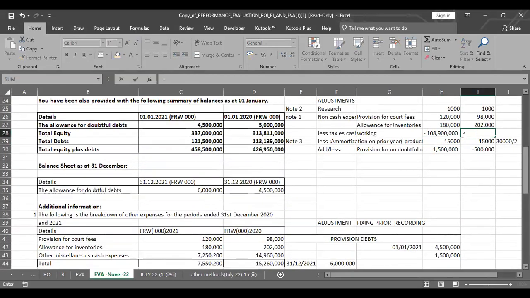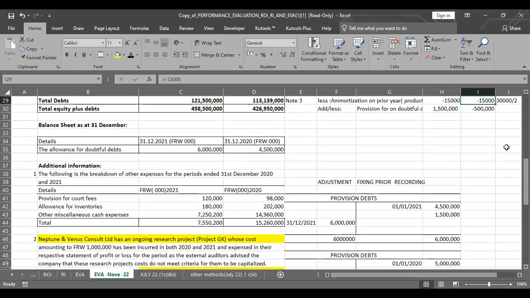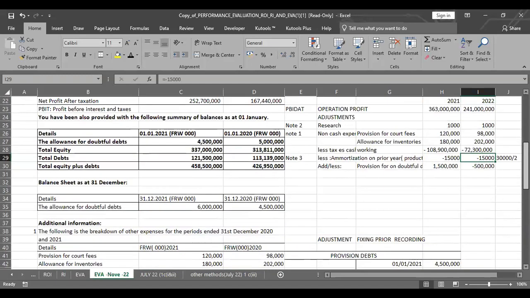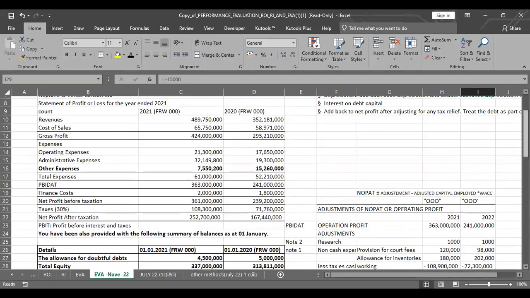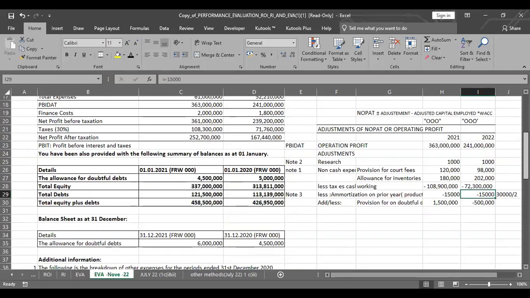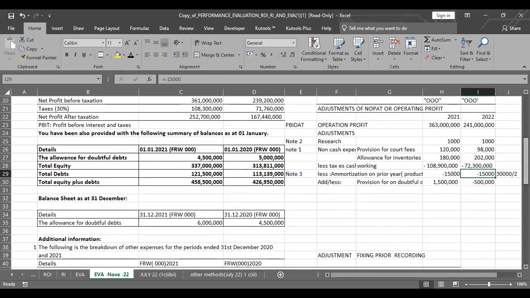And that figure. Yes, please. From those adjustments, you have seen that I have just shown that the tax relief is added back to the net profit. But now, in this case, we have got the tax relief, we have added it to the tax, then we are deducting it from the adjustments. You're correct about that.